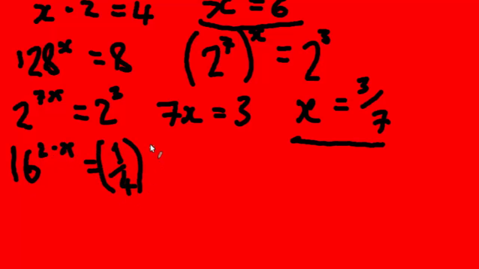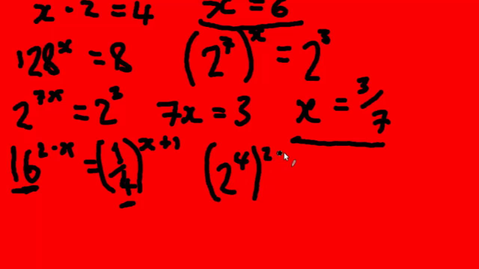to the power of x plus 1. And once again, the trick is to recognise these are both powers of 2. So we've got actually 2 to the power of 4 to the power of 2 minus x equals, a quarter is 2 to the power of minus 2, to the power of x plus 1. Now we can do it.